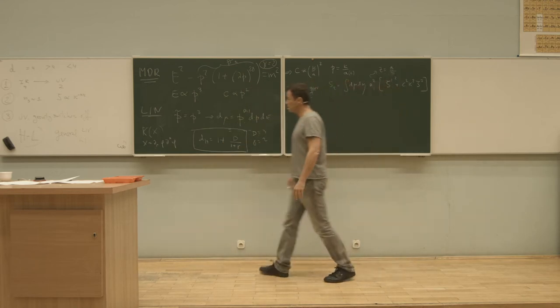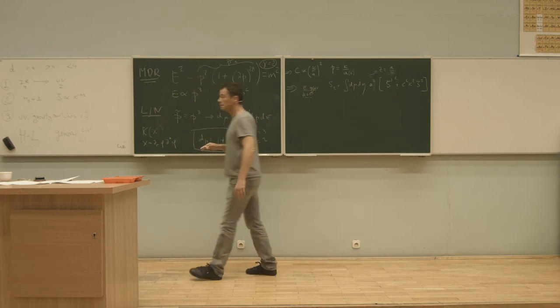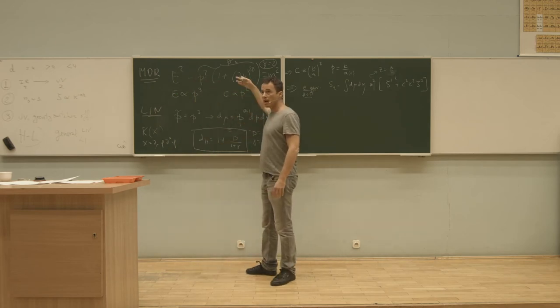If instead you say, all I want to do is have a dispersion relation here, I do p to p gradient, I end up with a higher order derivative theory. Then you don't. Okay?